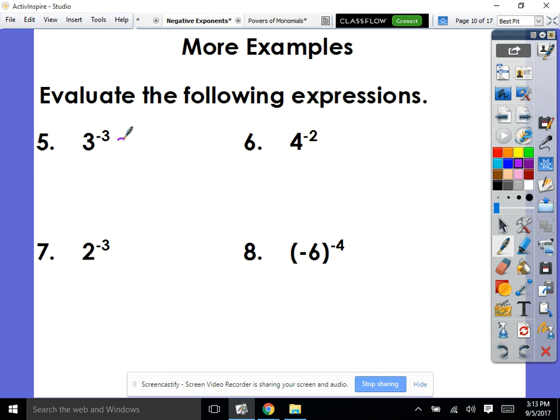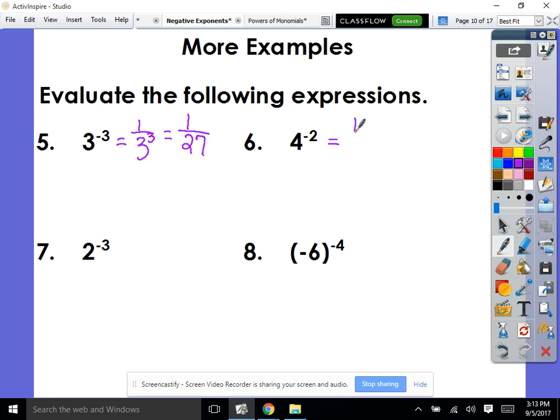All right, so evaluate the following expressions. Well, we know this is 1 over 3 to the third power, and if you have started memorizing your perfect cubes, you know that 3 times 3 times 3 is equal to 27.